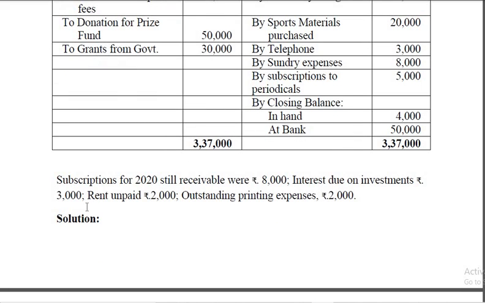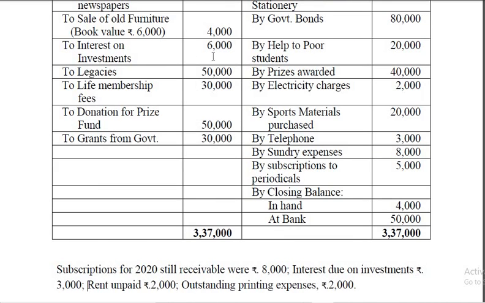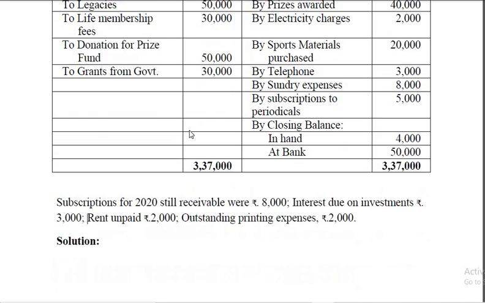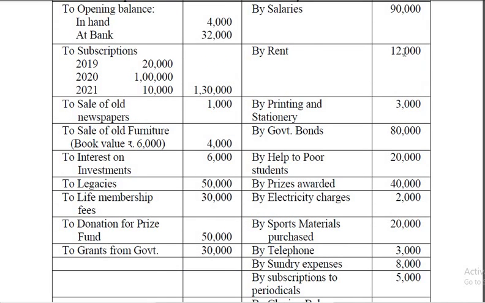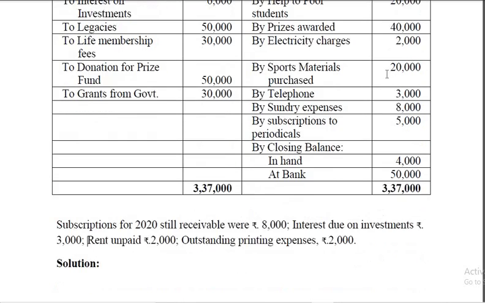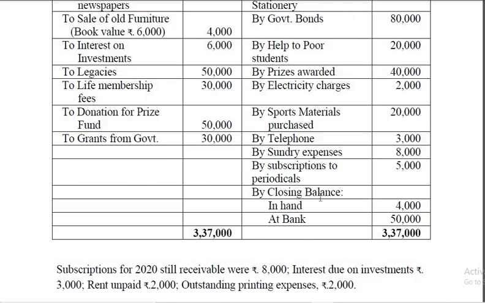Then interest due on investment 3,000. So here you got interest on investment 6,000. To that, you have to add still receivable. Rent unpaid. So here you got rent 12,000. It's unpaid. To the extent of 2,000 should be added because we are preparing that on accrual base, and I told you accrual base means entire year's expense, whether paid or not, entire year's income, whether received or not, should be taken.